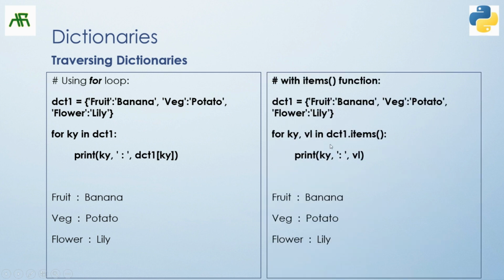Another way of traversing through a dictionary is to use the items function. Of course, the loop is still a for loop, but a different way of traversing through the dictionary items. The items built-in function of a dictionary returns key value pairs. So in this case, for key and value pair in dictionary items, print the key and value. So again, I get the same result, the key and value pairs.